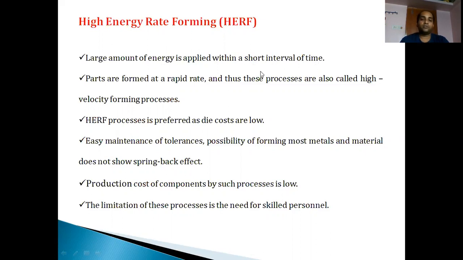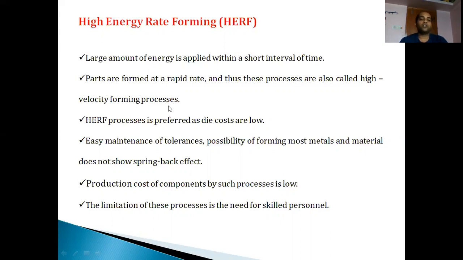And this we use especially when we want to develop parts and products in large quantity, which you can say is batch production, in less time, such that we call this process high velocity forming processes.